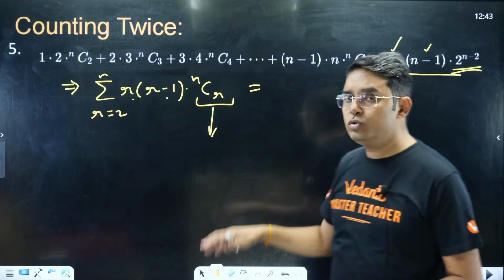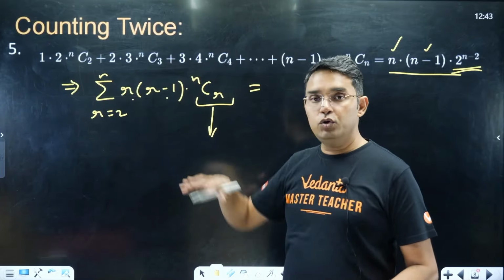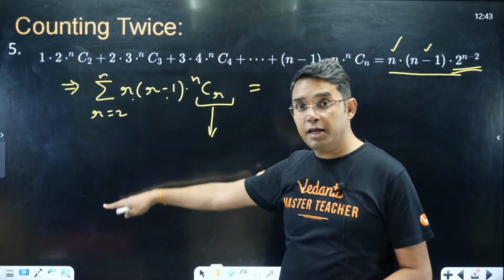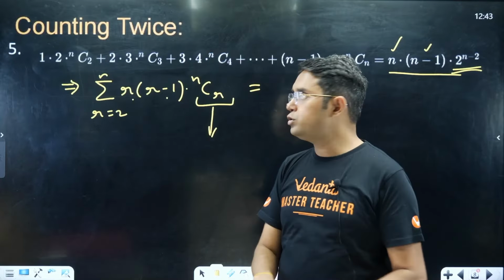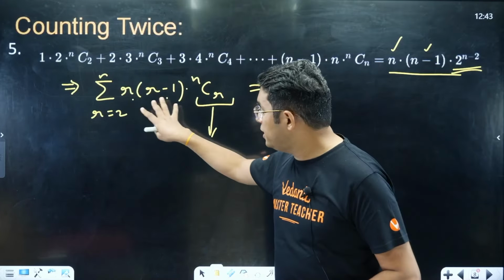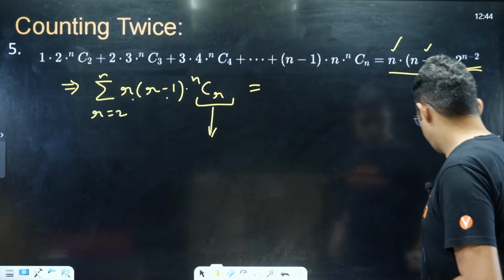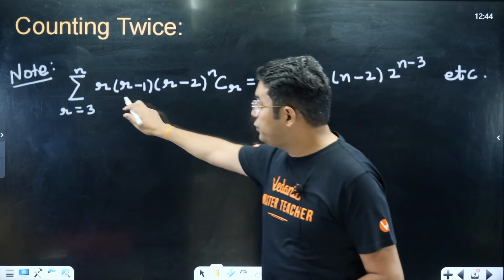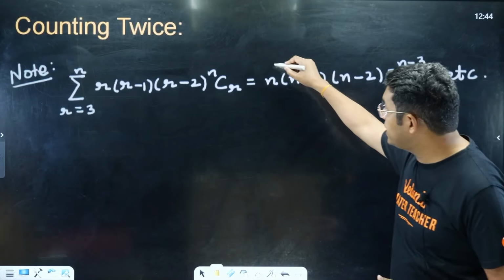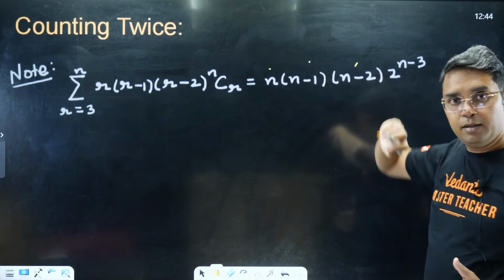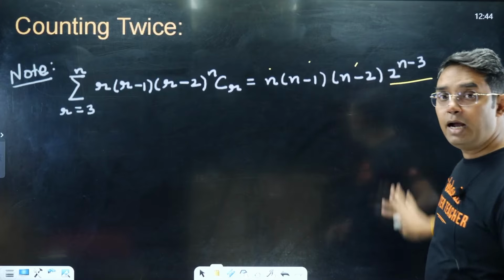There is no need to use any other thing, although this can be done by 2 times differentiation, or by using those identities that I told you in number 3, or using that identity and then reversing the order. That way also you can do it, but I think this kind of analogy of counting twice is direct. In fact, if you write r into r minus 1 into r minus 2 and then nCr, I think you will understand: captain, vice captain, and maybe some other person, then 2 power n minus 3. So I think this kind of result can be derived directly.